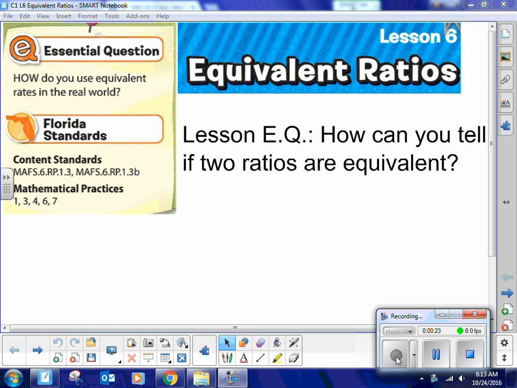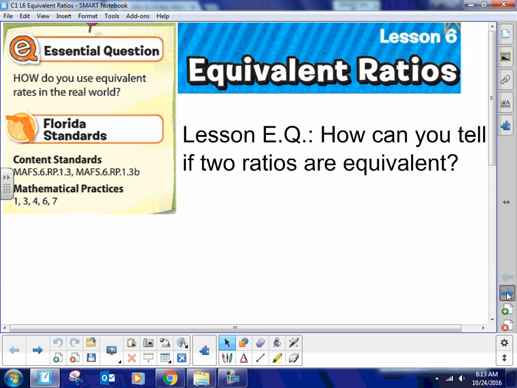Okay, the lesson essential question is how can you tell two ratios are equivalent? You should be able to answer that one pretty much easily. If you simplify both of them and get them down to their simplest form, and if they are equal, then they are equivalent. Otherwise, they are not.